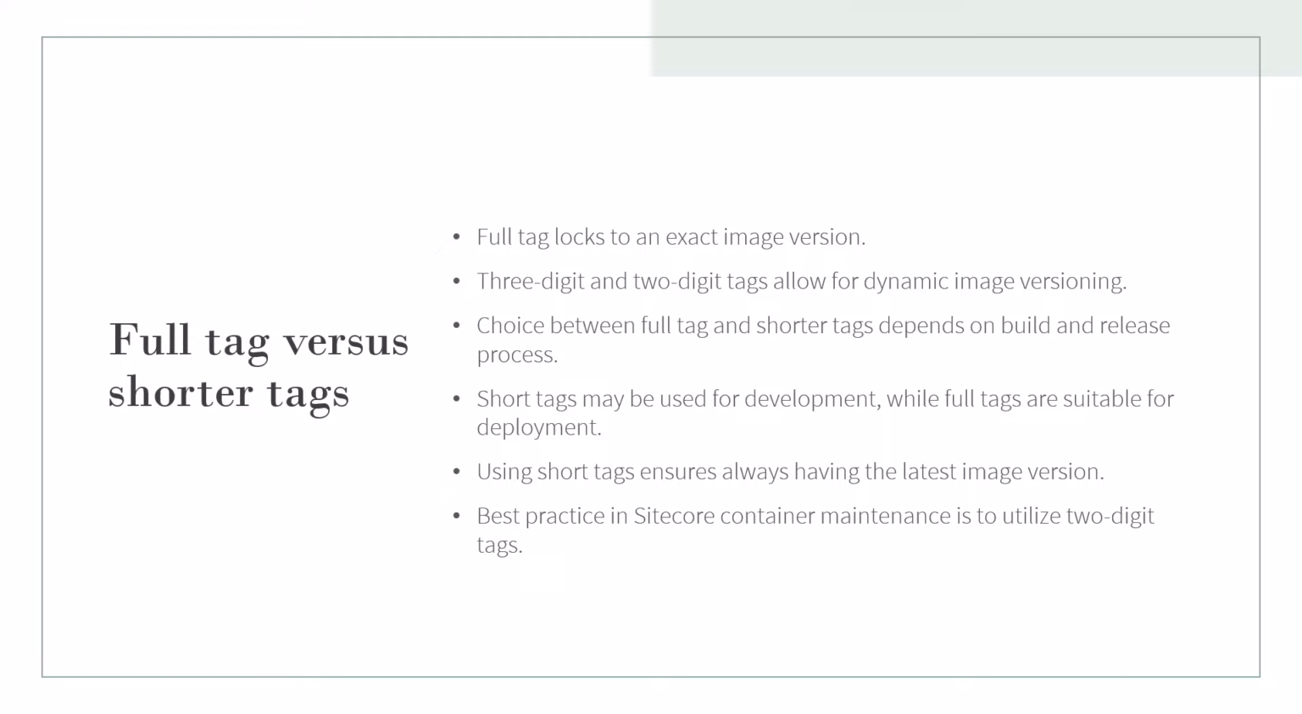The full tag locks you to a specific image version. The 3-digit and 2-digit tags offer more flexibility, letting you get the latest image version. You only fix the main version while allowing the rest to update to the latest. Choosing between the full tag and shorter tags depends on your building and releasing process and how much control you need over the image version. For instance, you might use a short tag during development and switch to the full tag for the deployment.